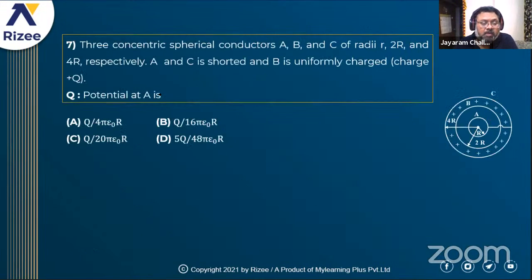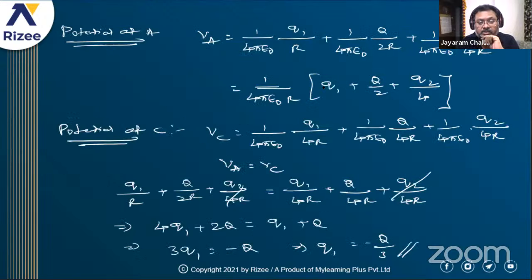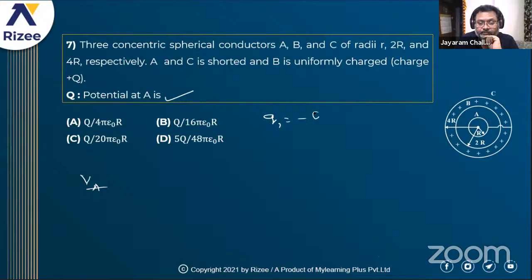Next, coming to the seventh one, it's a paragraph question continued by the second question itself. Everything is going to be the same, but here he is asking the potential. Substitute the Q1 and Q2 values whatever we have determined. Q1 is equal to minus Q by 3. And Q2 is equal to minus of Q1, so minus of minus will be cancelled. So Q2 is equal to Q by 3. So this is our information.